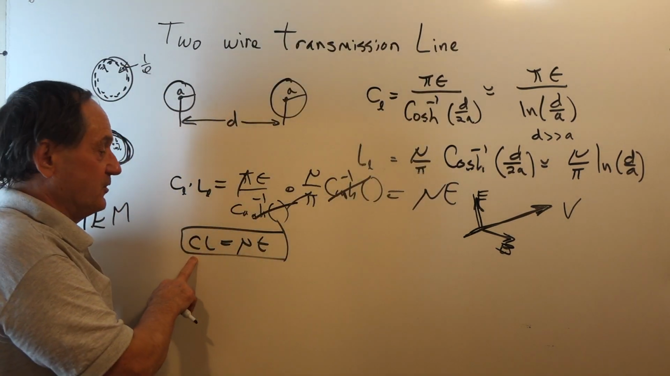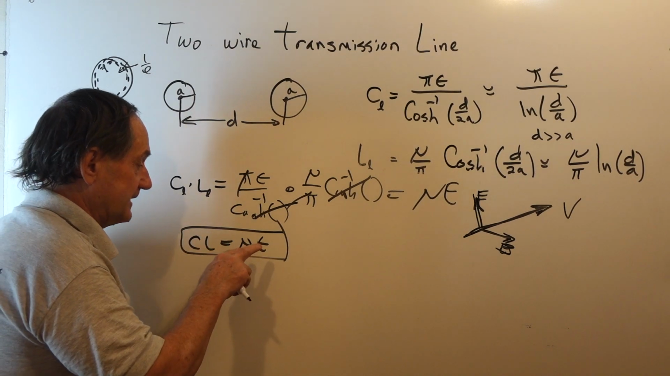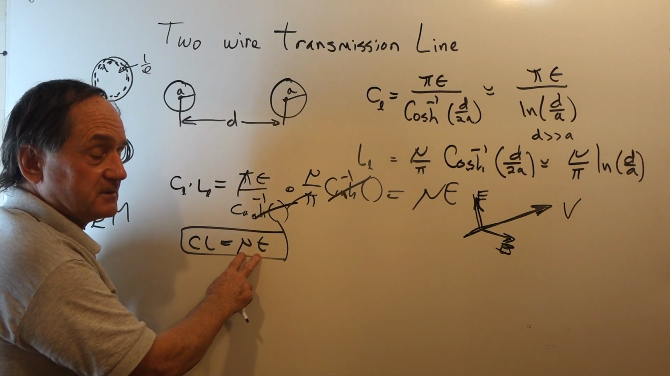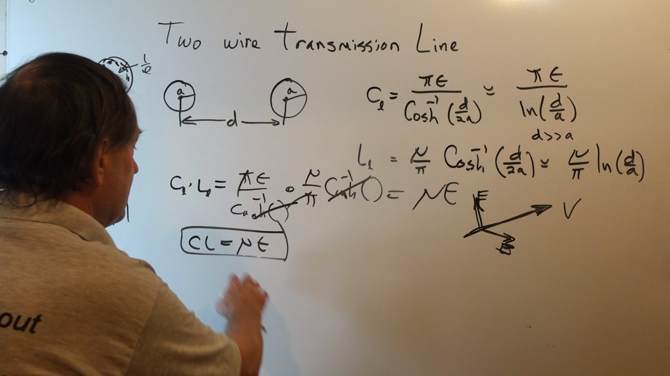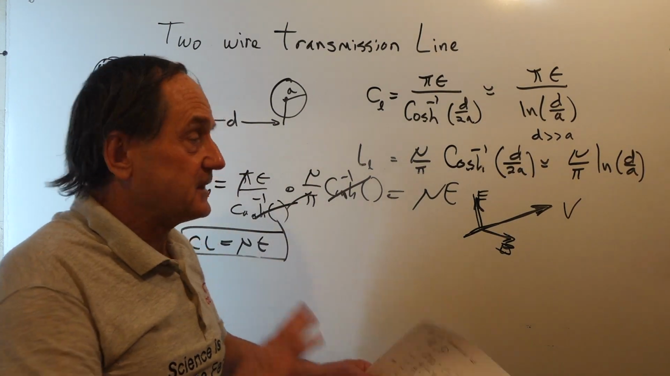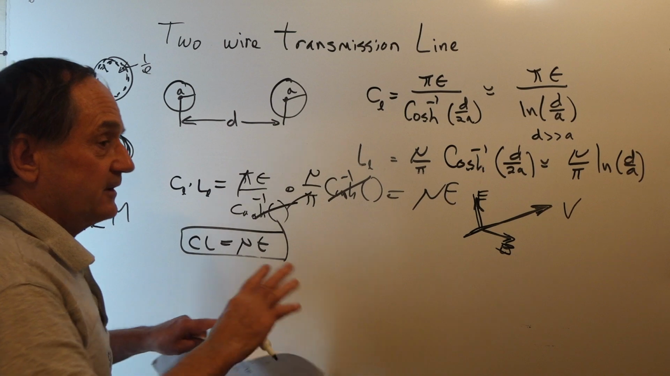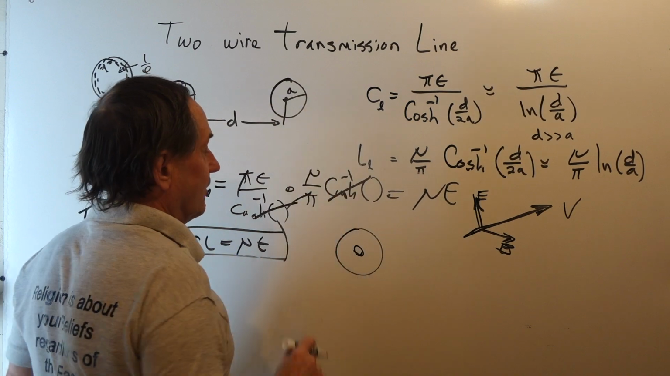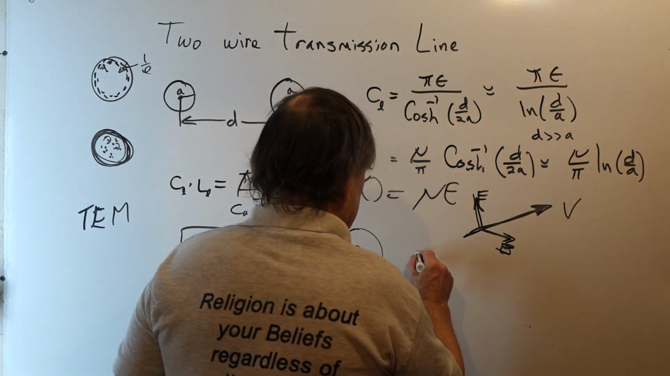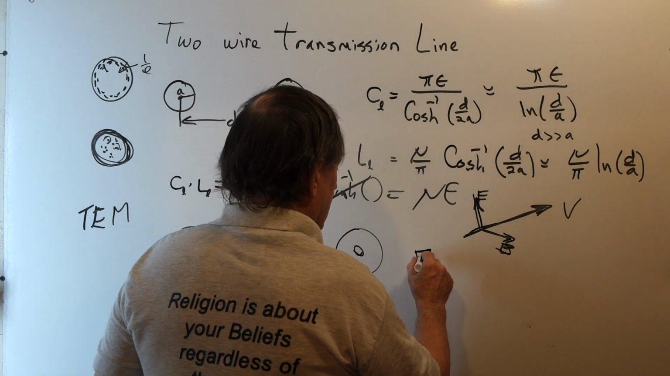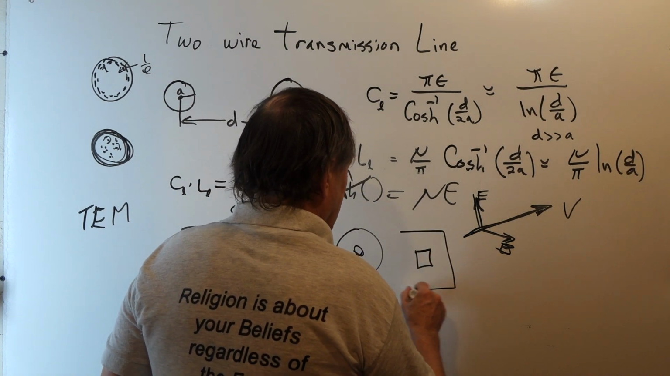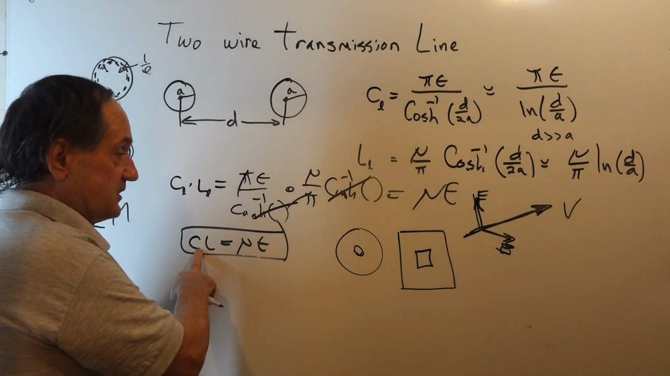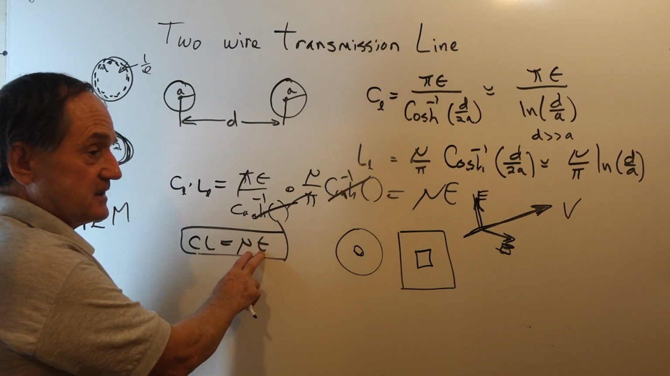So the capacitance per unit length times inductance per unit length is a constant. It's equal to the permeability times the permittivity. The geometric factors drop out. It doesn't matter what the geometry of the transmission line is. Whether you have, say, a coaxial line, a two-wire line, or, say, a square conductor type coaxial arrangement, it doesn't matter. The product of the capacitance per unit length times inductance per unit length is equal to this constant.